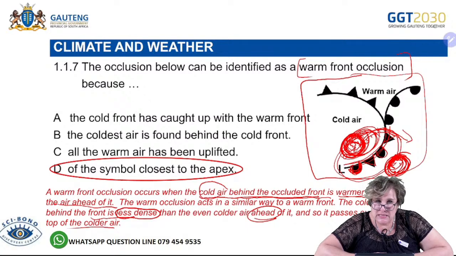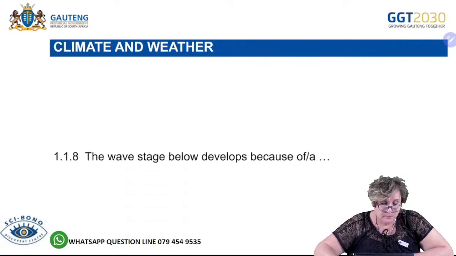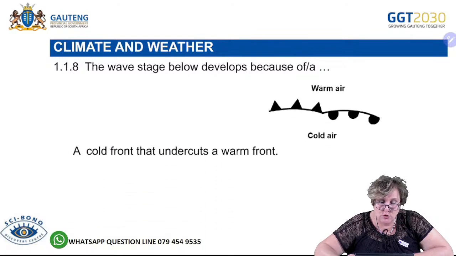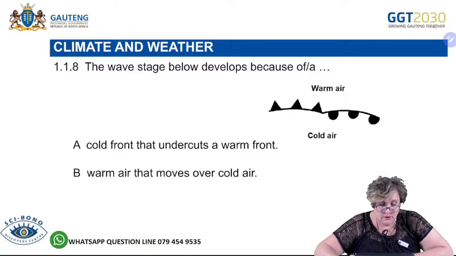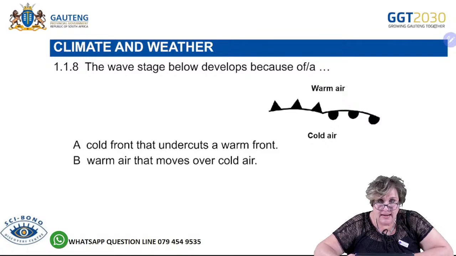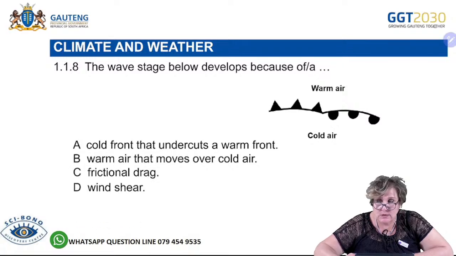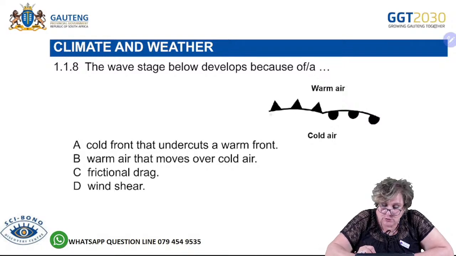Boys and girls, please make sure that you know all your information about the stages of development. Now, I just want to end off with this one. The wave stage below develops because of A, a cold front that undercuts a warm front. B, warm air that moves over the cold air. C, frictional drag. Or D, wind shear. The wave stage, look here, that's the initial stage where it begins.